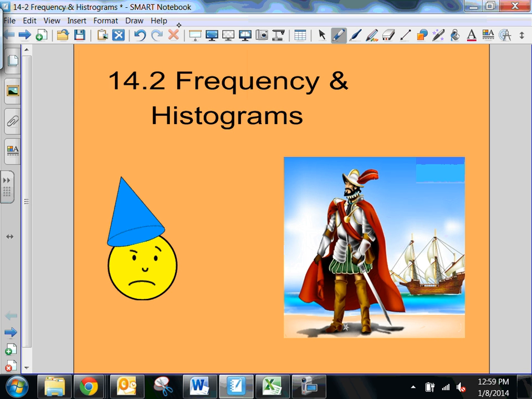Okay, so our video for today is 14.2 frequency and histograms. Make sure you take good notes. Make sure that you pause the video when you need to write the notes. At the beginning of each slide, it would be a good idea to pause for that slide and take the notes for that slide and then listen to me talk about it. That would be a good idea. So make sure you do that.